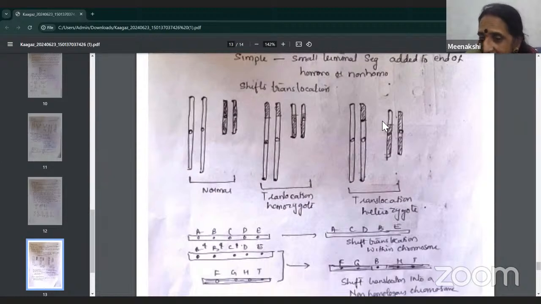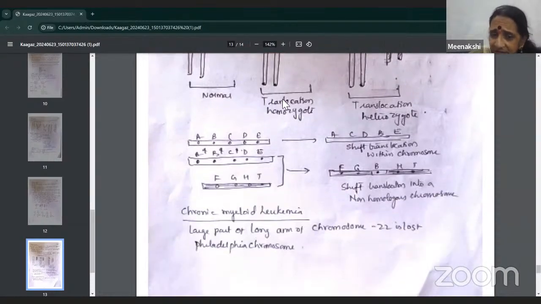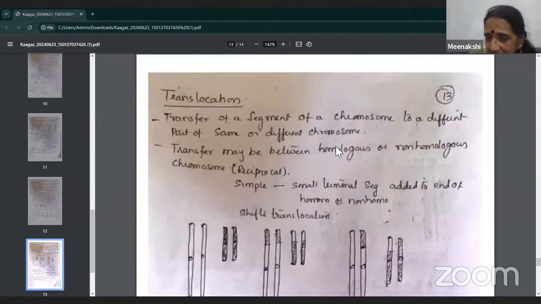Whereas in this case, it is not to the homologous chromosome. It is towards the hetero. This is chromosome 1, chromosome 2, chromosome 3 and chromosome 4. This should go to chromosome 4, but there is a translocation occurring between 2 and 3. So this is not a homologous chromosome. So it is called a heterozygote translocation, occurring between two different chromosomes. So translocation can occur between homologous or non-homologous chromosomes.